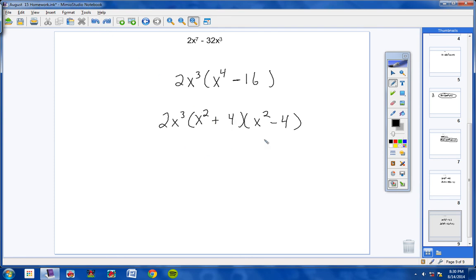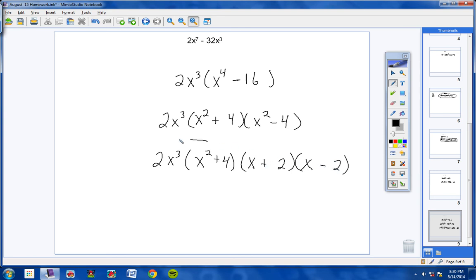Okay, now this parentheses can be factored again because this is a perfect square, this is a perfect square, the first term is positive and the second term is negative. So I can factor that last parentheses one more time. Okay, so I'm going to bring down 2x cubed, I'm going to bring down x squared plus 4, and then I'm going to factor this last parentheses here. The square root of x squared is x, so I'll put an x here and an x here. The square root of 4 is 2, put a 2 here and a 2 here, make one positive and make one negative.